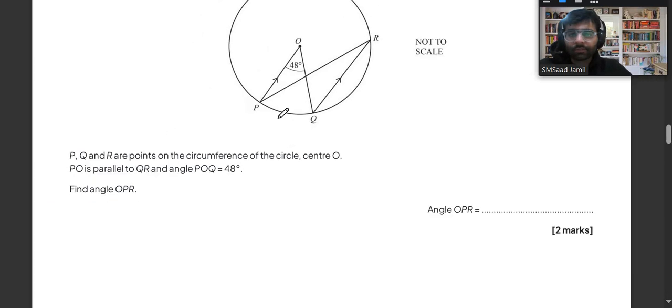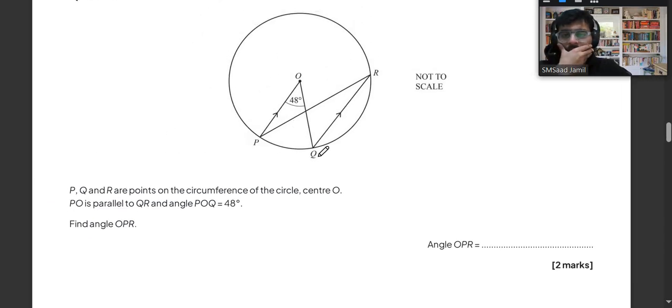It says, let me zoom out, P, Q, R are points on the circumference. PQ is parallel to QR and angle POQ is 48. Find angle OPR. They are asking you to find this angle. If you look at the question, this is 48, which is the center of the circle, which means that this angle is going to be 24 because this is the corner of the circle.